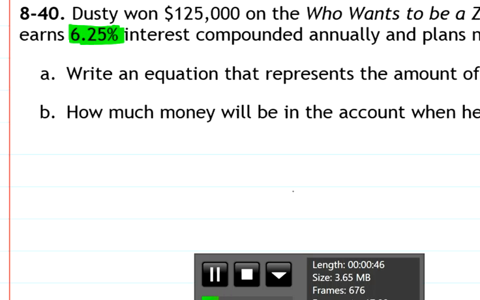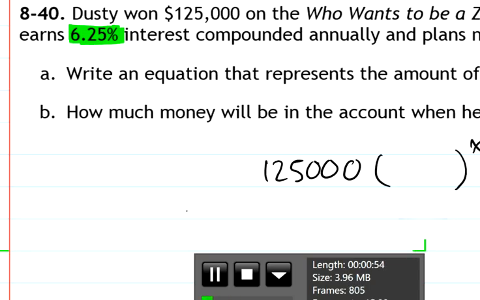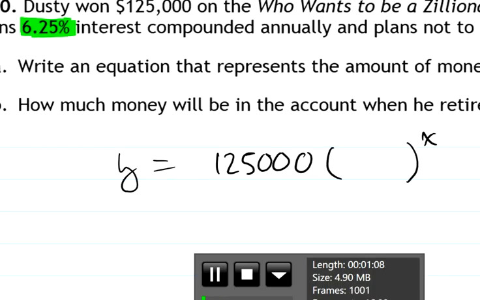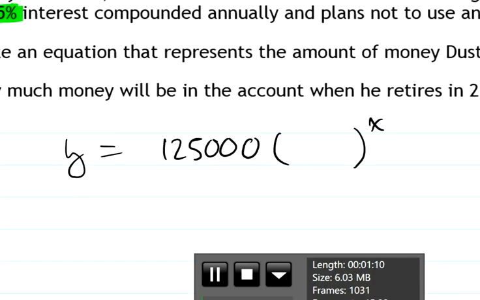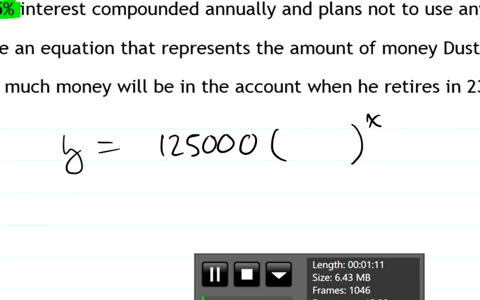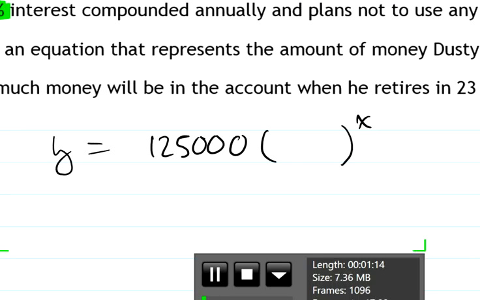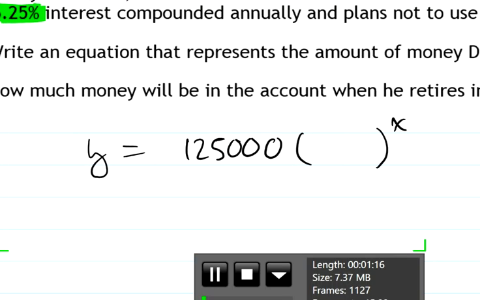We know that we're going to start with the $125,000, right? And it's going to be some value that gets raised to the x power. So this is pretty much the template for the function that'll describe how much money he earns, right? Write an equation that represents the amount of money Dusty will earn in n years. The problem that we have is, what is this multiplier, right? What value goes in the parentheses if we're earning 6.25%?